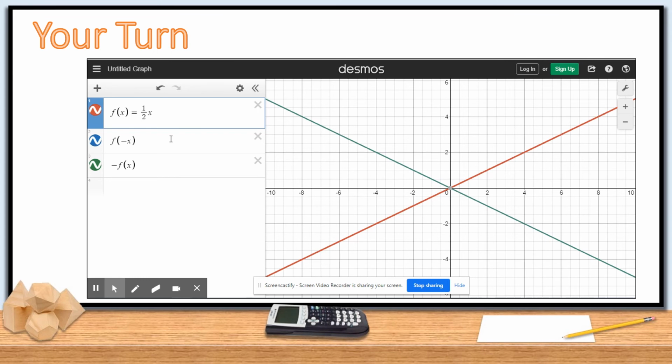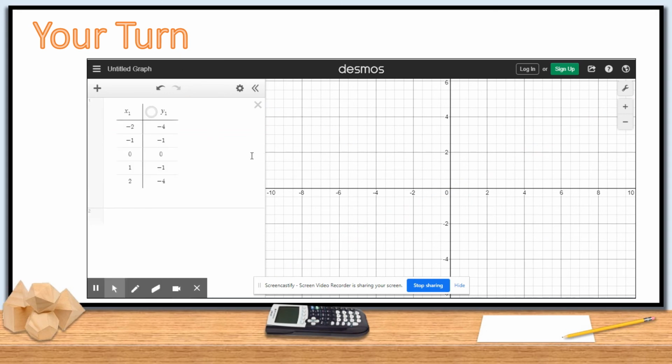So thinking too, if I reflect over x, that's going to change the y coordinate to be negative. Reflect over y, that's going to change the x coordinate to be negative. So if I change the x and the y coordinate to be negative, that's the same as a rotation of 180 degrees. You can remember that far back to geometry. Let's look at question 2. This one was the table.